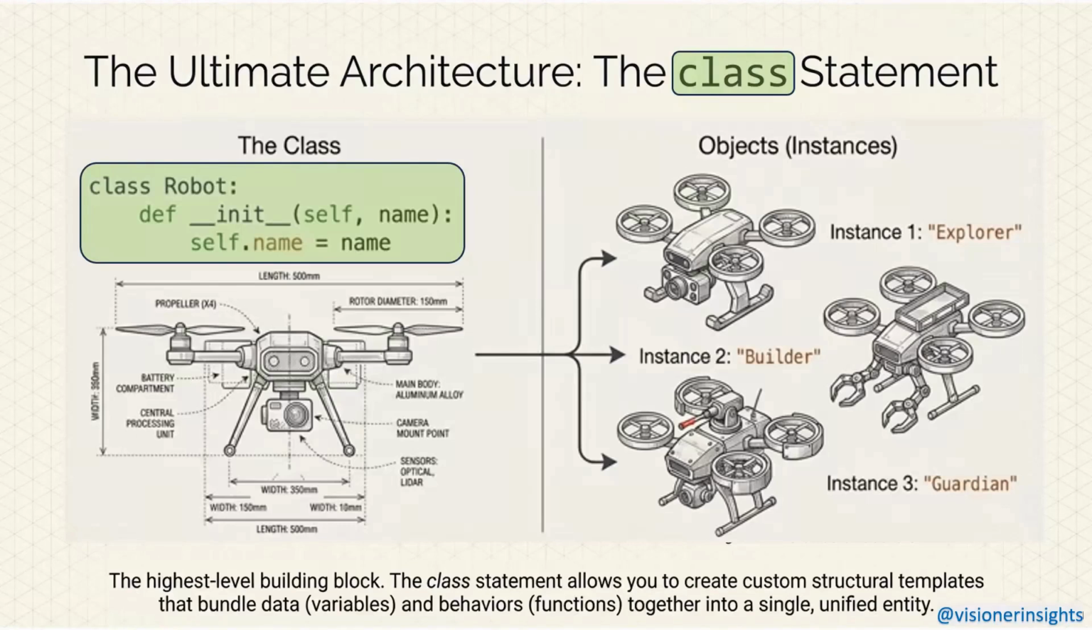If a function is a reusable machine, a class is the blueprint for the entire factory. It's a template for creating objects that bundle both data and behavior together. So from this one drone blueprint, you can create tons of unique drones, maybe an explorer, a builder, a guardian. And they each have their own data, but they all share the same core design.